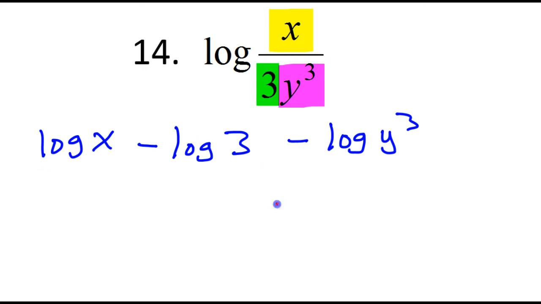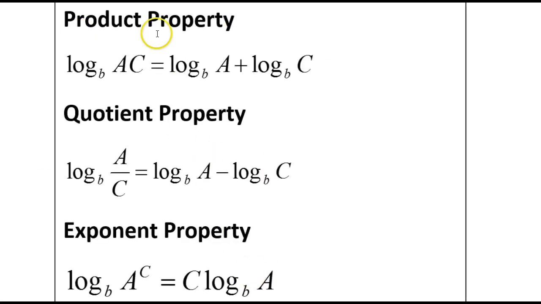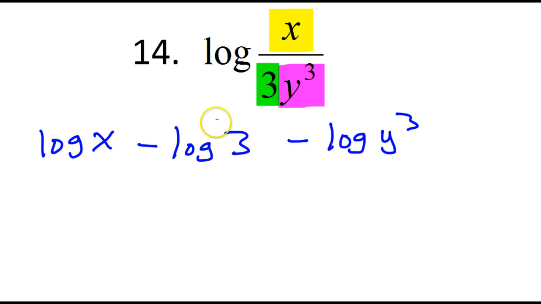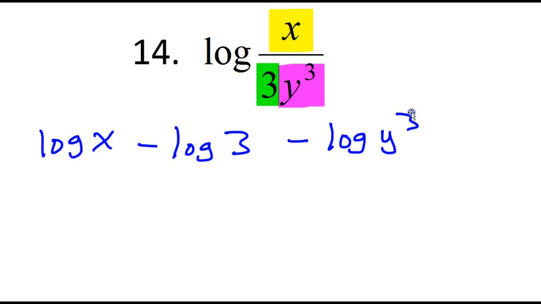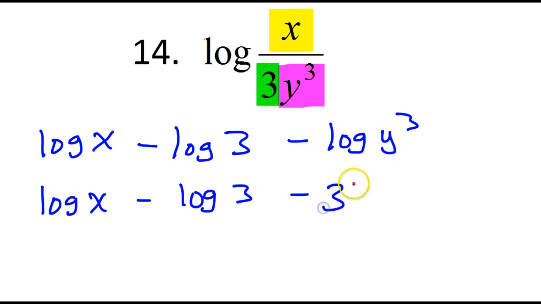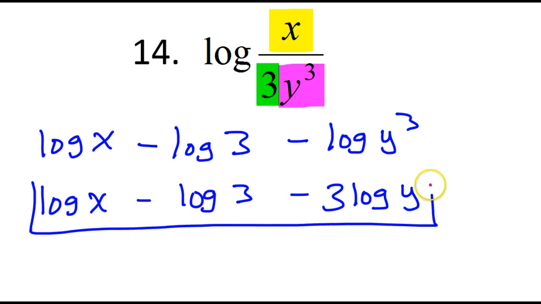Okay, so I have simultaneously done my product property and my quotient property. I just do all that at once. I've got addition and subtraction. I took care of it all. But what I haven't done yet is my exponent property. If I have any powers, time to put them in front. I only have one exponent. This 3 needs to jump right to the front of its term. So I'm just going to bring this down. Log x minus log 3 minus, now this will be 3 log y. And that is expanded form.